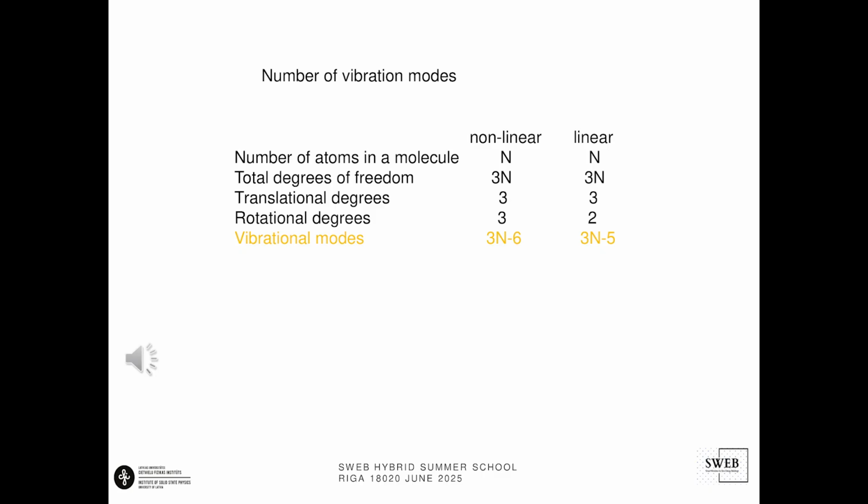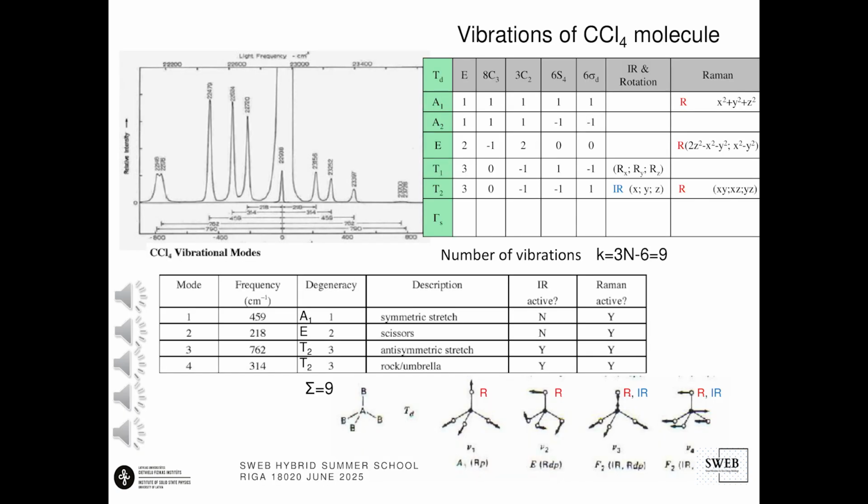A vibrational mode is Raman active when the molecular polarizability changes during the vibration. We return again to the Raman spectrum of the carbon tetrachloride molecule. Four bands are visible in the Raman spectrum of carbon tetrachloride. The calculation of the number of vibrations gives 9 vibrations.